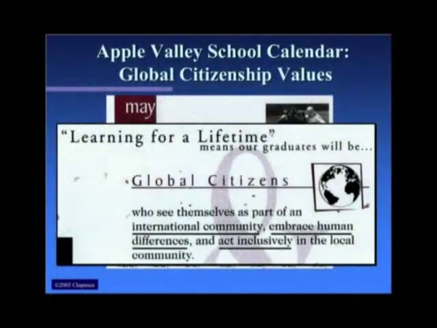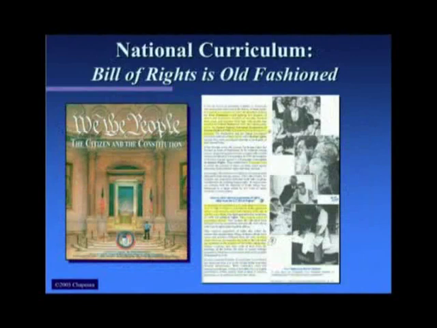This is a calendar in Minnesota, Apple Valley School District, that tells us that learning for a lifetime means our graduates will be global citizens who see themselves as part of an international community. This is the movement in education, and global citizenship is one and the same with sustainable development.